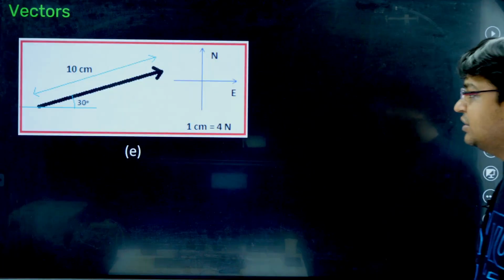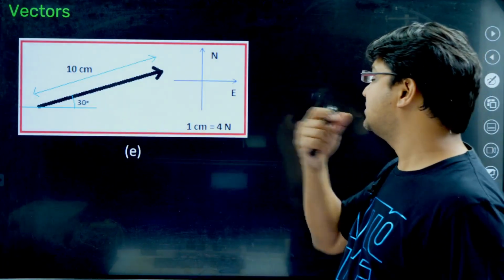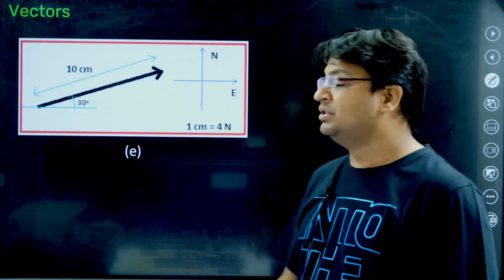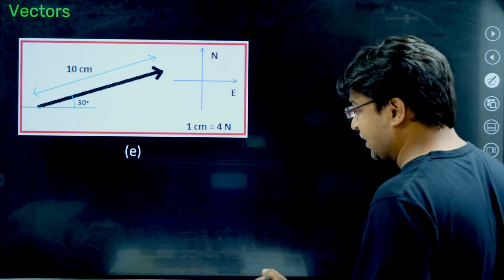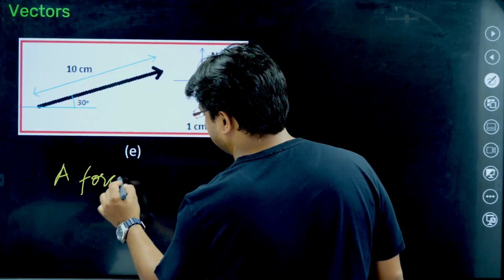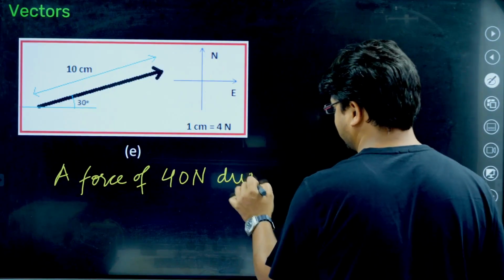If it is not exactly like here, now the angle is 30 degree, should I say that this represents a force of 40 Newton due northeast? No, this will not be called northeast. Okay, so let me start writing it here. So we are now talking about a force of 40 Newton due. Now watch it.